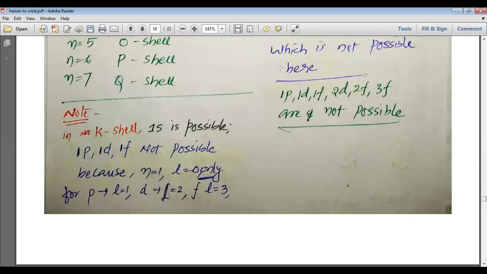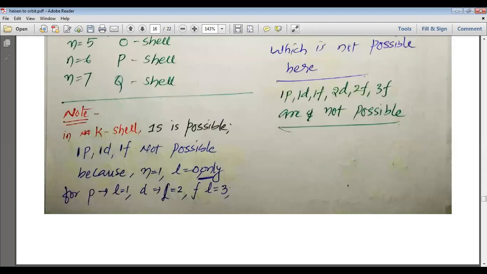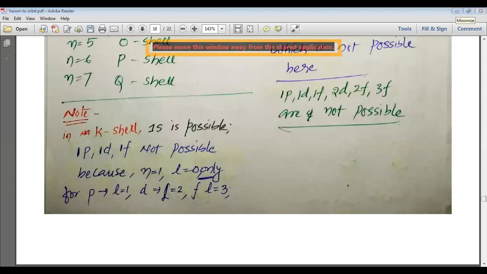So when you have 1s, my dear students, you can easily understand that the principal quantum number n is equal to 1. When n is equal to 1, l is going to be 0. So when you have l equal to 0, you cannot have p orbitals, only s orbital is possible. And that is why 1p is not possible.